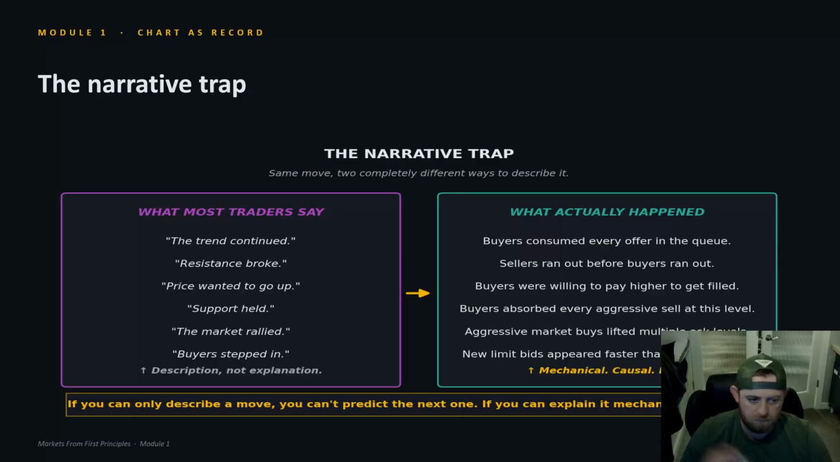Left side, we're not explaining anything. We're just describing it, which doesn't do us any good as we try to understand things at a deeper level. Right side, this is mechanical. This is actually what happened. It is causal. We can appropriately infer things from this understanding, and it's real. It's not this nebulous, oh yeah, the chart's doing stuff. Nope.